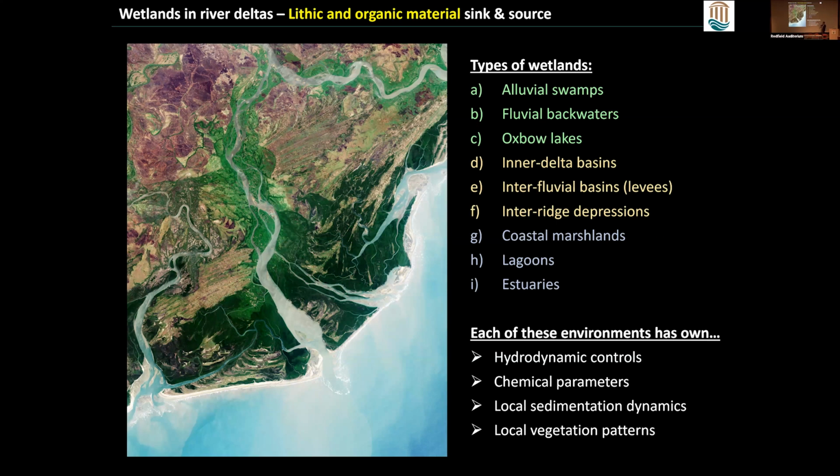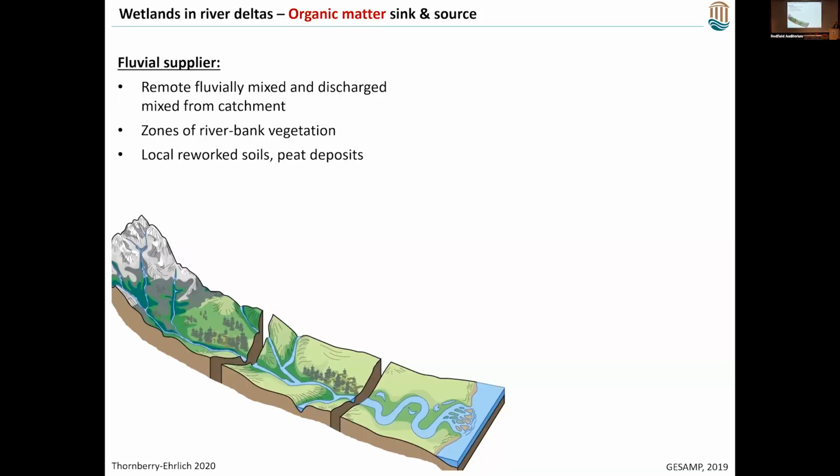So there's hydrodynamic control, which results in different sedimentation dynamics for each of these different wetlands, which also results, of course, in various or changing chemical parameters and characteristic vegetation parameters. All right, so if we look at material origin, here mainly organic matter, we have these three partitions: the fluvial part, and then the deltaic part, and also the coastal and offshore part. And there's a lot going on.